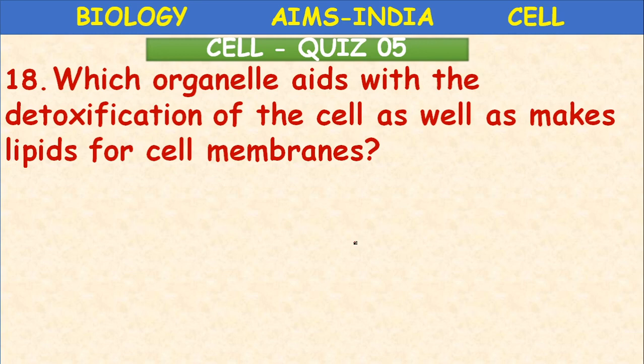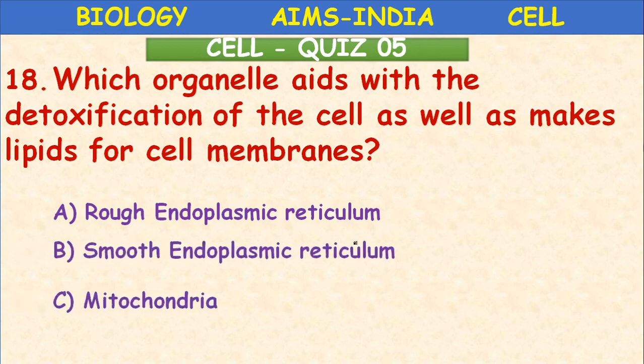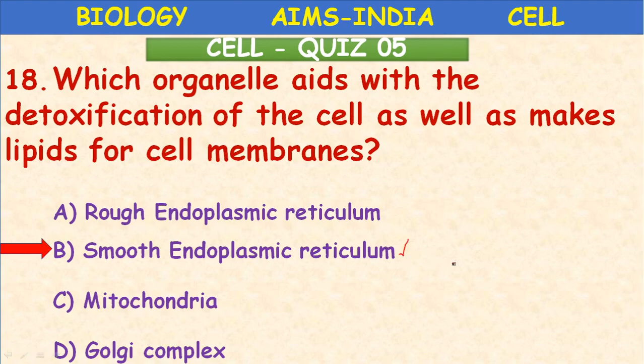Which organelle aids with the detoxification of the cell as well as makes lipids for cell membranes? Rough endoplasmic reticulum, smooth endoplasmic reticulum, mitochondria, Golgi complex. What is the right answer? Smooth endoplasmic reticulum. It is involved in detoxification, meaning breaking highly toxic materials into low toxic materials. Next.